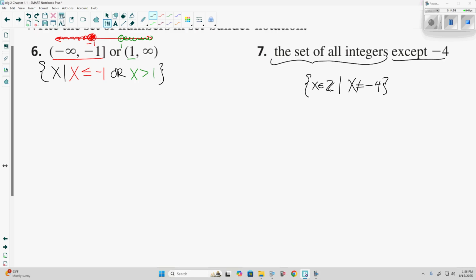But again, after this chapter, we're not going to hit set builder notation ever again. I think it's good, especially for you to see it, know what it is, know how to read it, but we're not going to hit it again at this point.